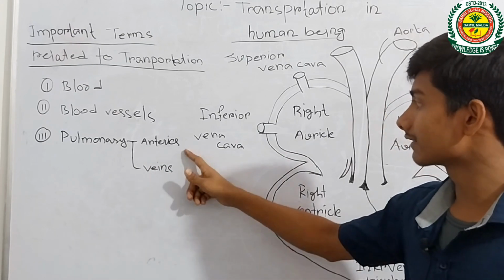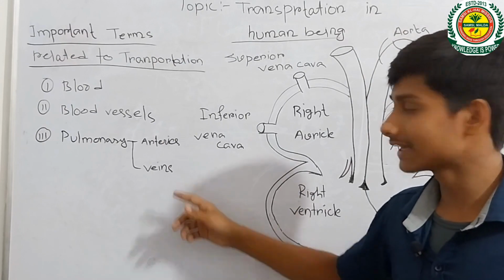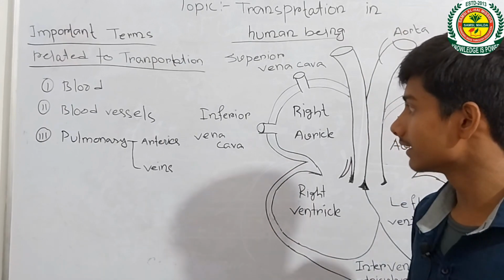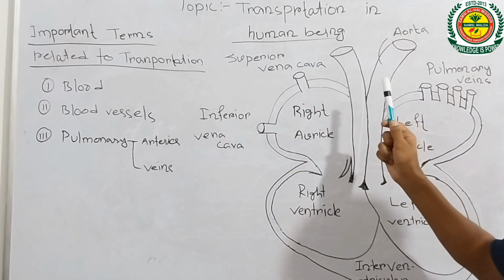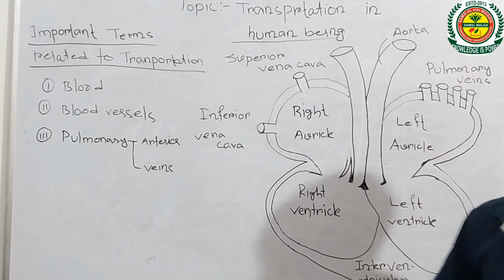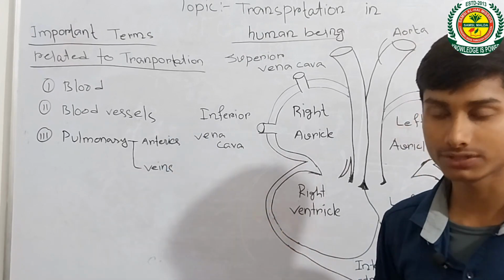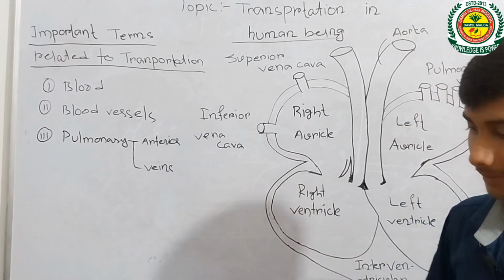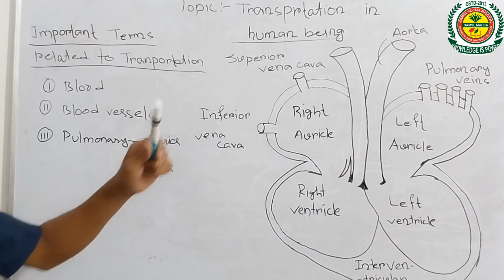So what are pulmonary arteries? As I have said, arteries carry the oxygenated blood and veins carry the deoxygenated blood. But here there is an exception. The pulmonary veins carry the oxygenated blood, and the pulmonary arteries carry the deoxygenated blood. So now we go to the main topic, the transportation system in human beings. We'll start from the lungs.